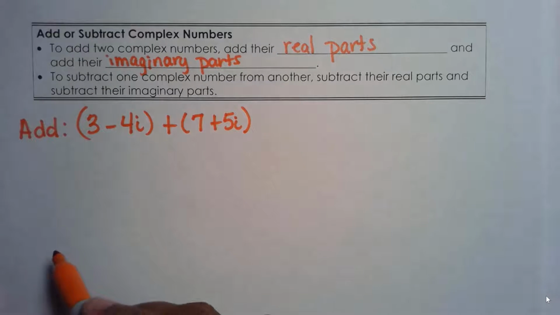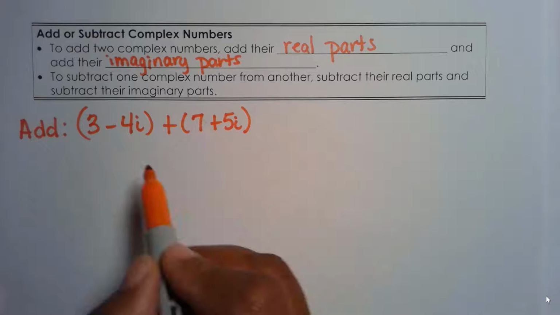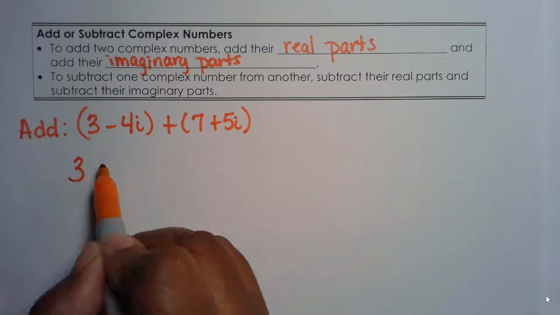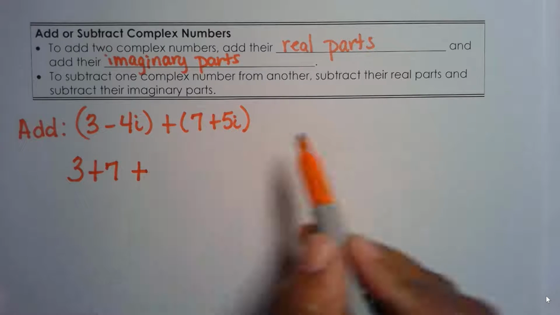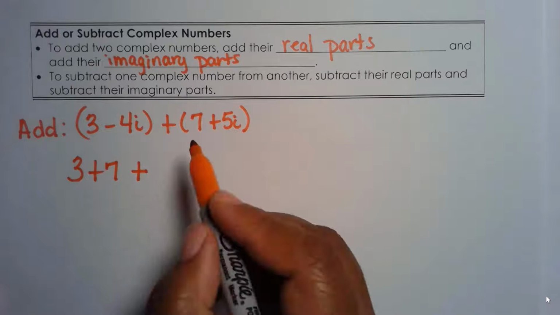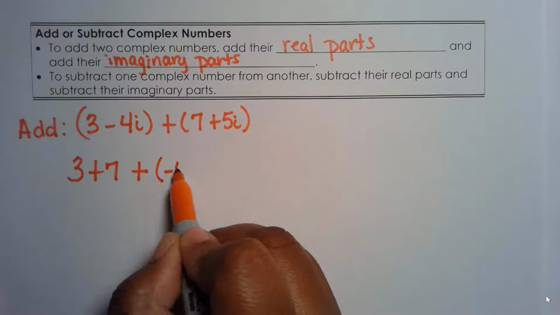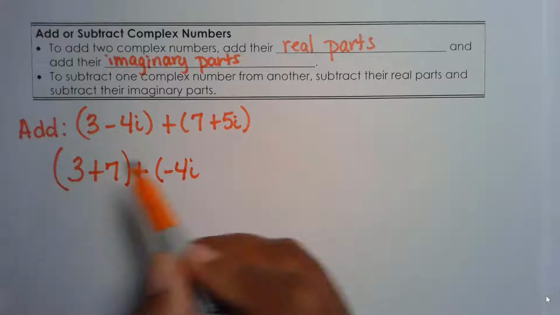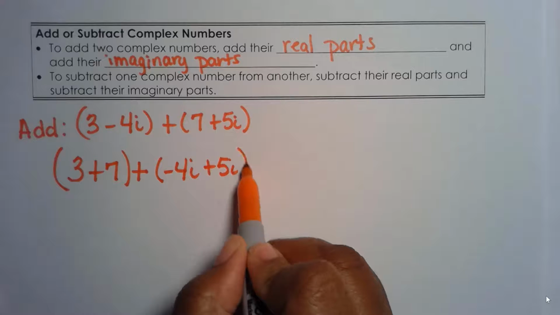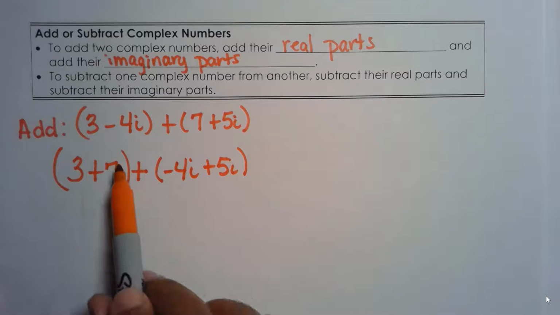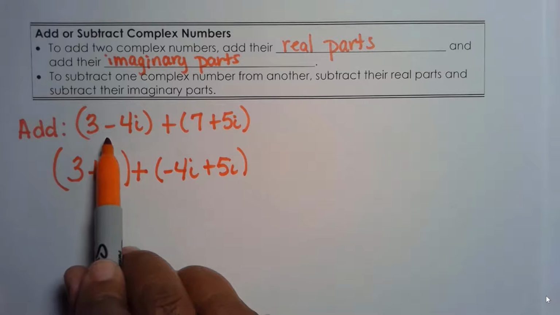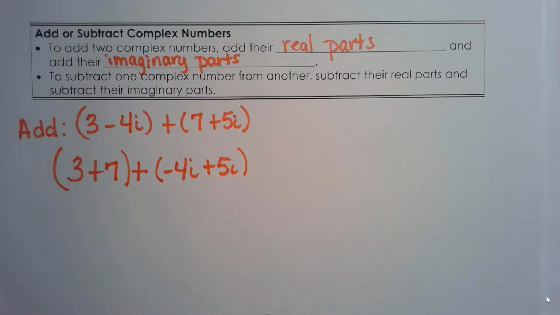So to add two complex numbers, bring together the real number parts. We have 3 plus 7. And bring together the imaginary parts. We have negative 4i plus 5i. And whenever you bring your parts over, make sure you look at the term or the symbol or sign that's in front of those terms.